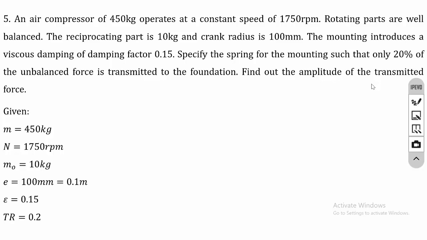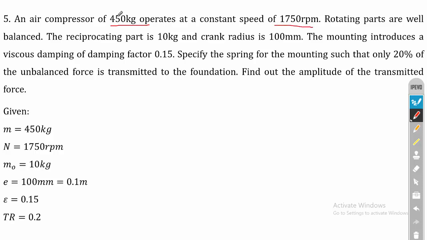of the system. So the problem is: an air compressor of 450 kg operates at a constant speed of 1750 rpm. So the mass of the system is given as 450 kg and it operates at a speed of 1750 rpm. Rotating parts are well balanced. The reciprocating part is 10 kg. So the air compressor has an unbalanced mass of 10 kg and crank radius of 100 mm, and the eccentricity is 100 mm, that is 0.1 meter.